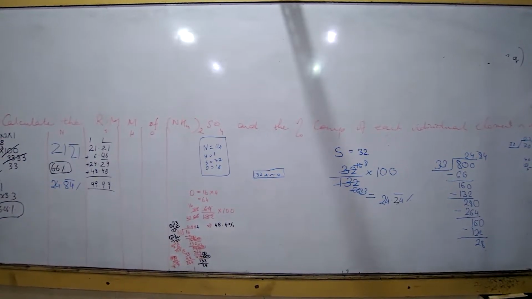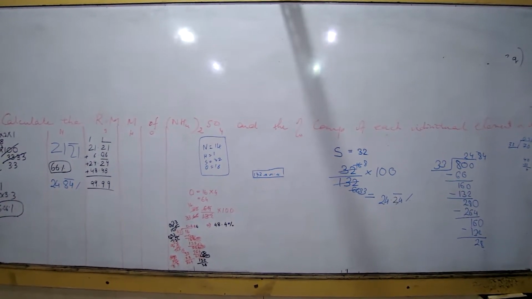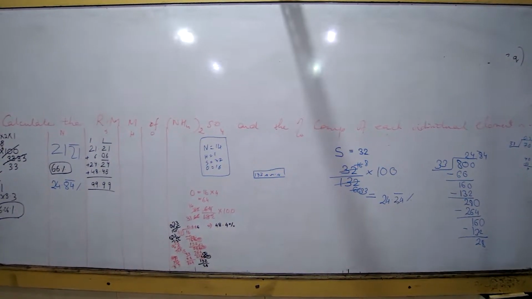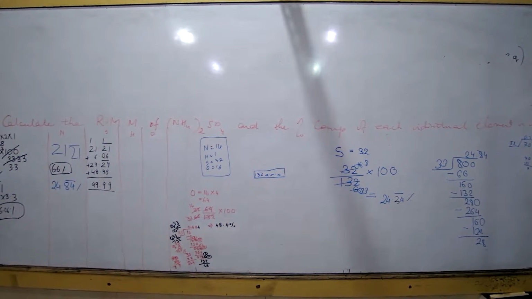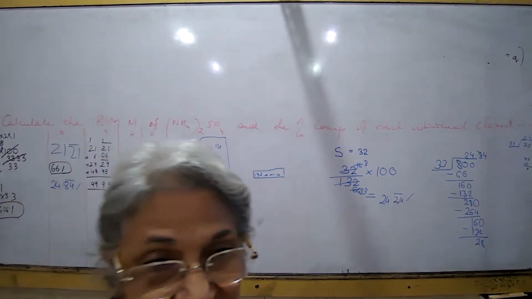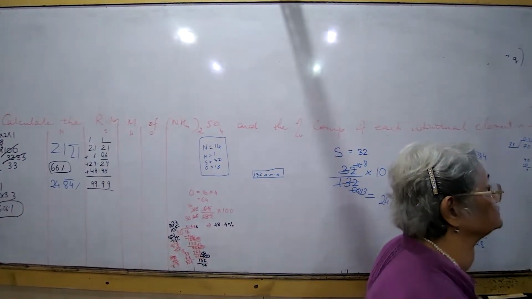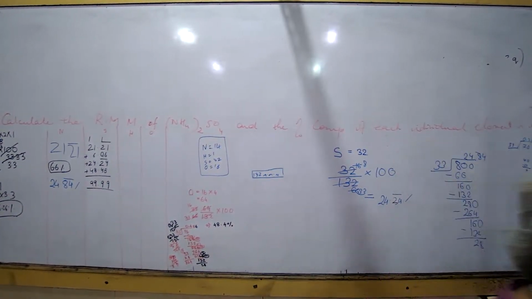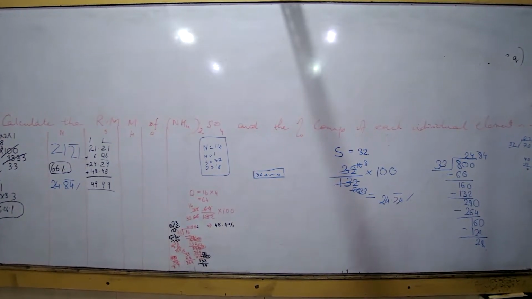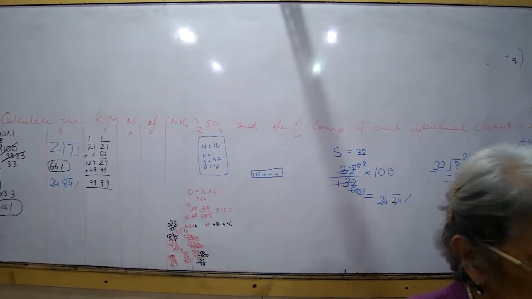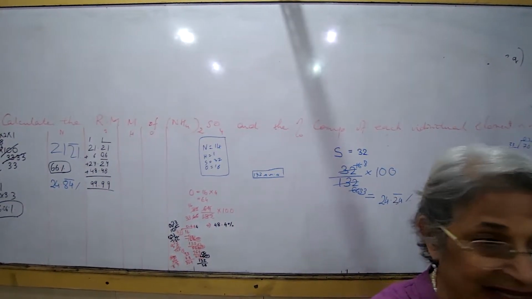Until how many decimal places? Two decimal places, but you work up to three. And if the third decimal place is 5 or more than 5, then you increase the second decimal place by 1. That you know. Otherwise, you'll get a 0.00 difference if you don't work up to 3 decimal places. Are you following what I'm saying? When I said 2 decimal places, work up to 3. And then if the third decimal place is 5 or more than 5, increase the second one by 1.